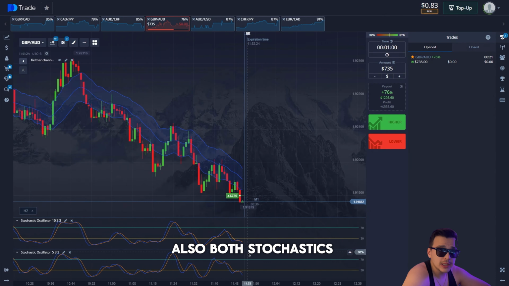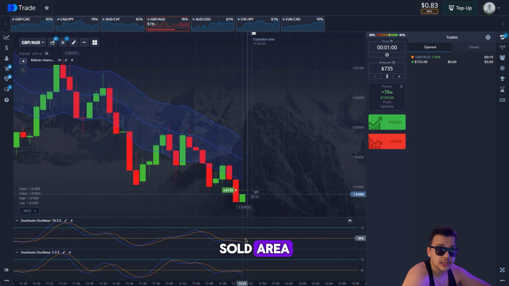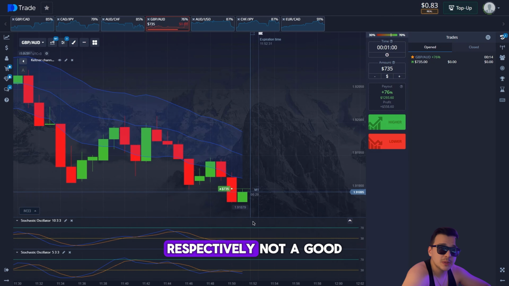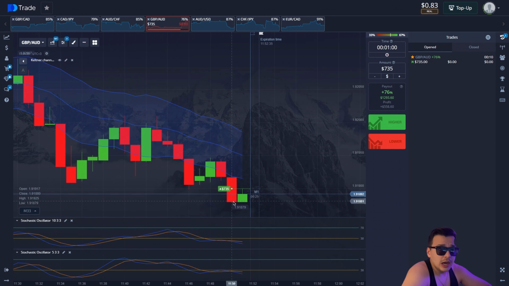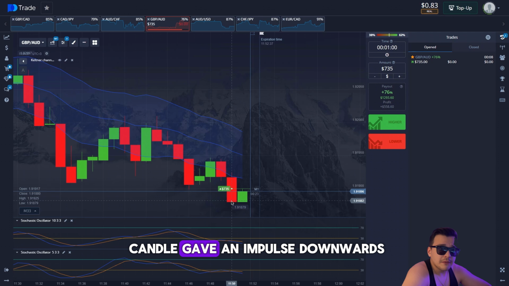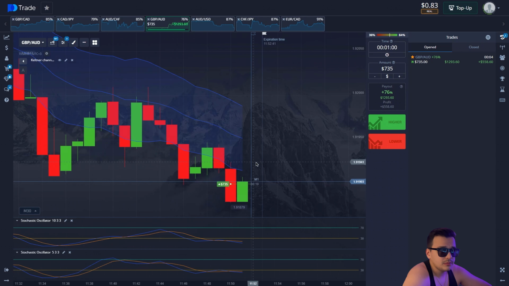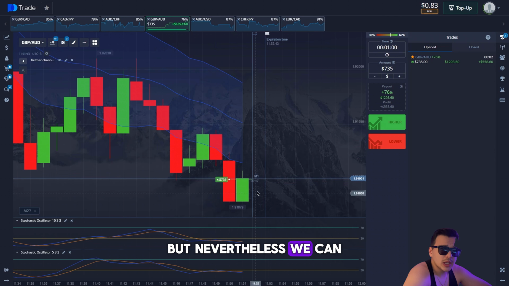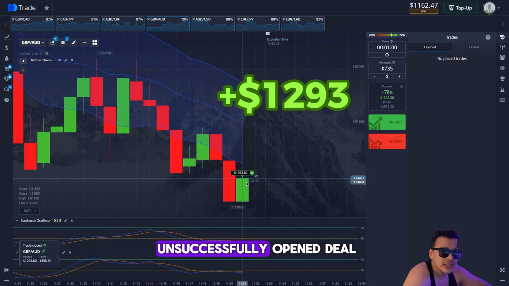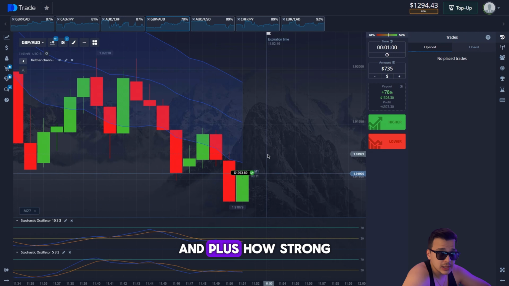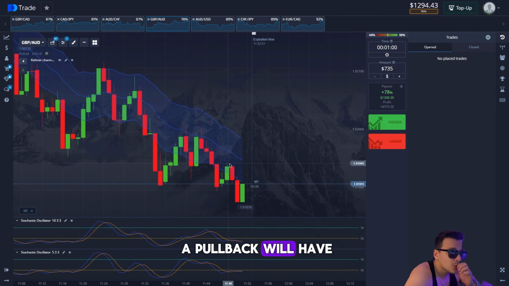Also, both stochastics are in the oversold area. So we will wait for the exit from the oversold area, respectively not a good level to open the trade. After the opening, the last candle gave an impulse downwards. But nevertheless, we can see that even with such an unsuccessfully opened deal, we still have a deal closed in plus. How strong a pullback will we have in general?